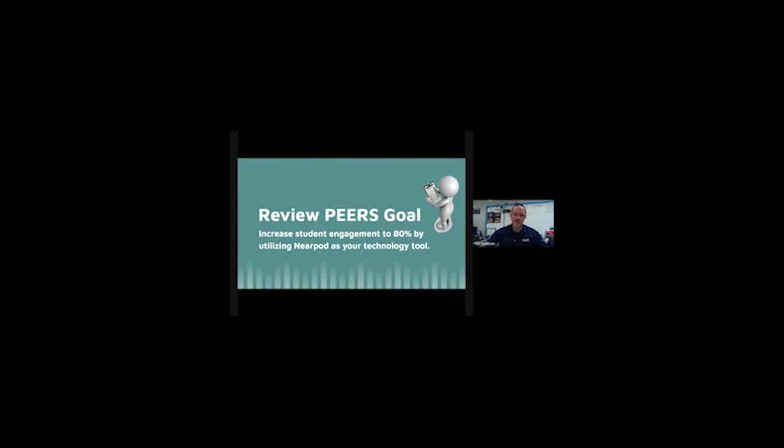Okay, so the first thing we're going to do is review your goal that we went over in the first video session. Based on what we discussed and watching your class and your lesson that took place, we had discussed increasing your student engagement. And in later discussions, we had actually talked about setting it at about 80%. We shoot for 100, but we will try to make 80% and see where it goes from there by utilizing Nearpod as your new technology tool.